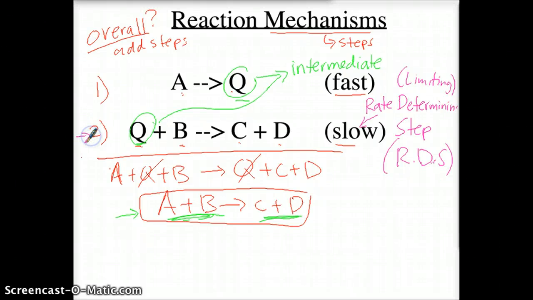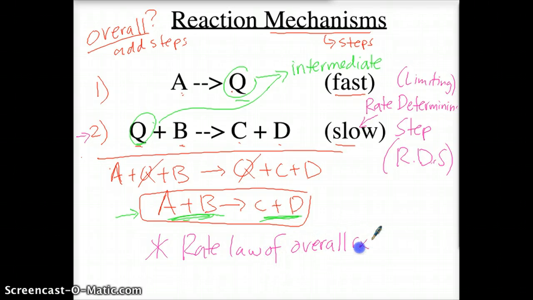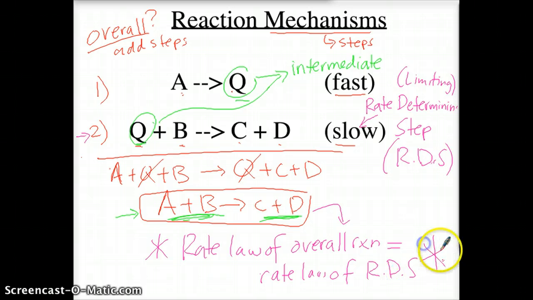But this step is going to be very important because what we need to know is the rate law of the overall reaction, and this will equal the rate law of the rate-determining step. That is the one big thing to walk away with about the rate-determining step. The rate law of the rate-determining step is equal to the rate law of the overall reaction. And we'll get a lot of practice in class with how that actually works.